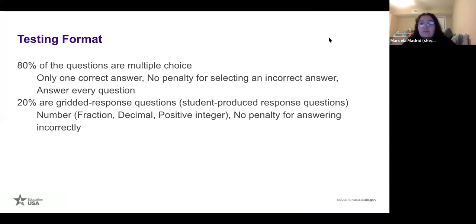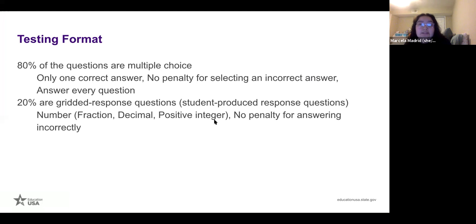So the testing format. 80% of the questions are multiple choice, meaning there's only one correct answer, but there's no penalty for selecting an incorrect answer. So you must try and answer every question because you do have a 25% chance of getting a question right, even if you don't know the answer.